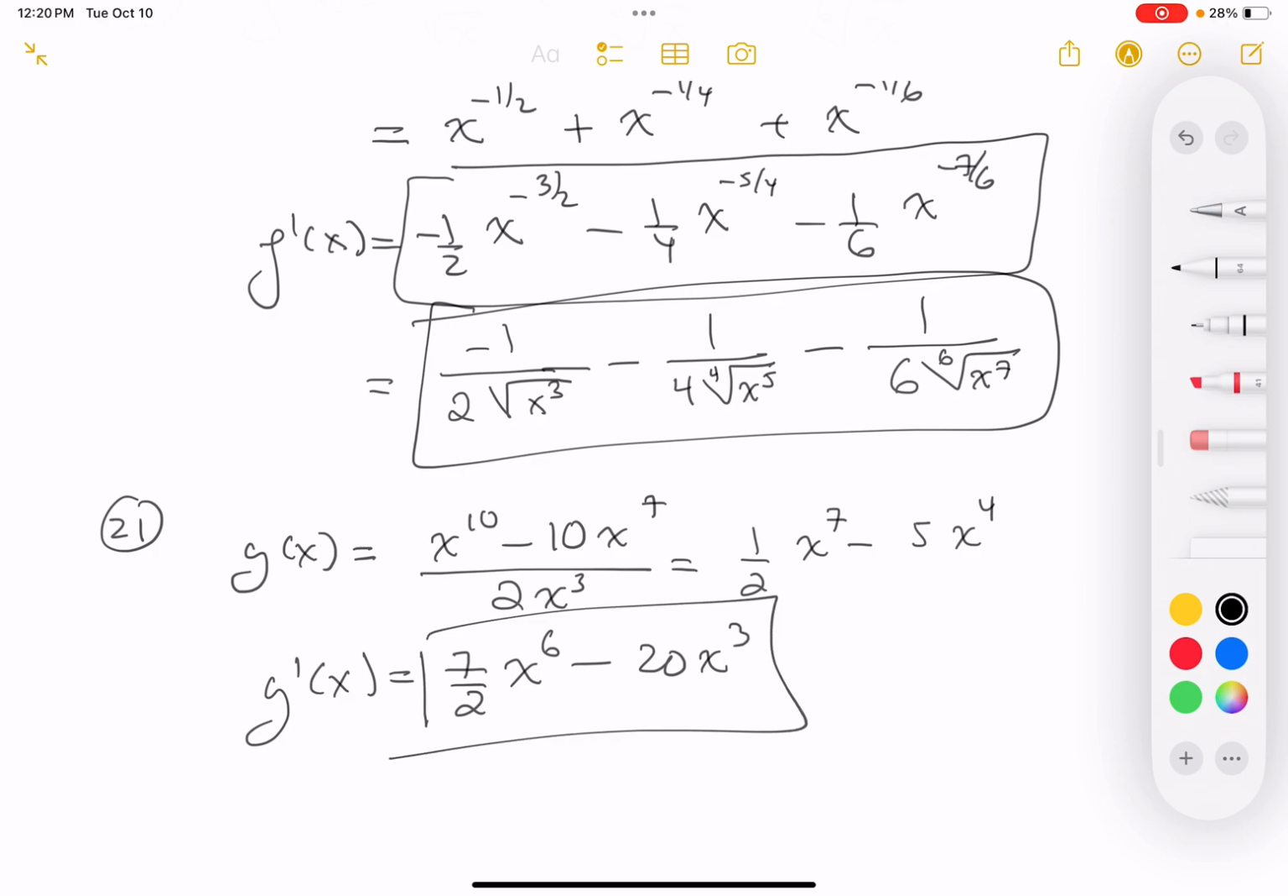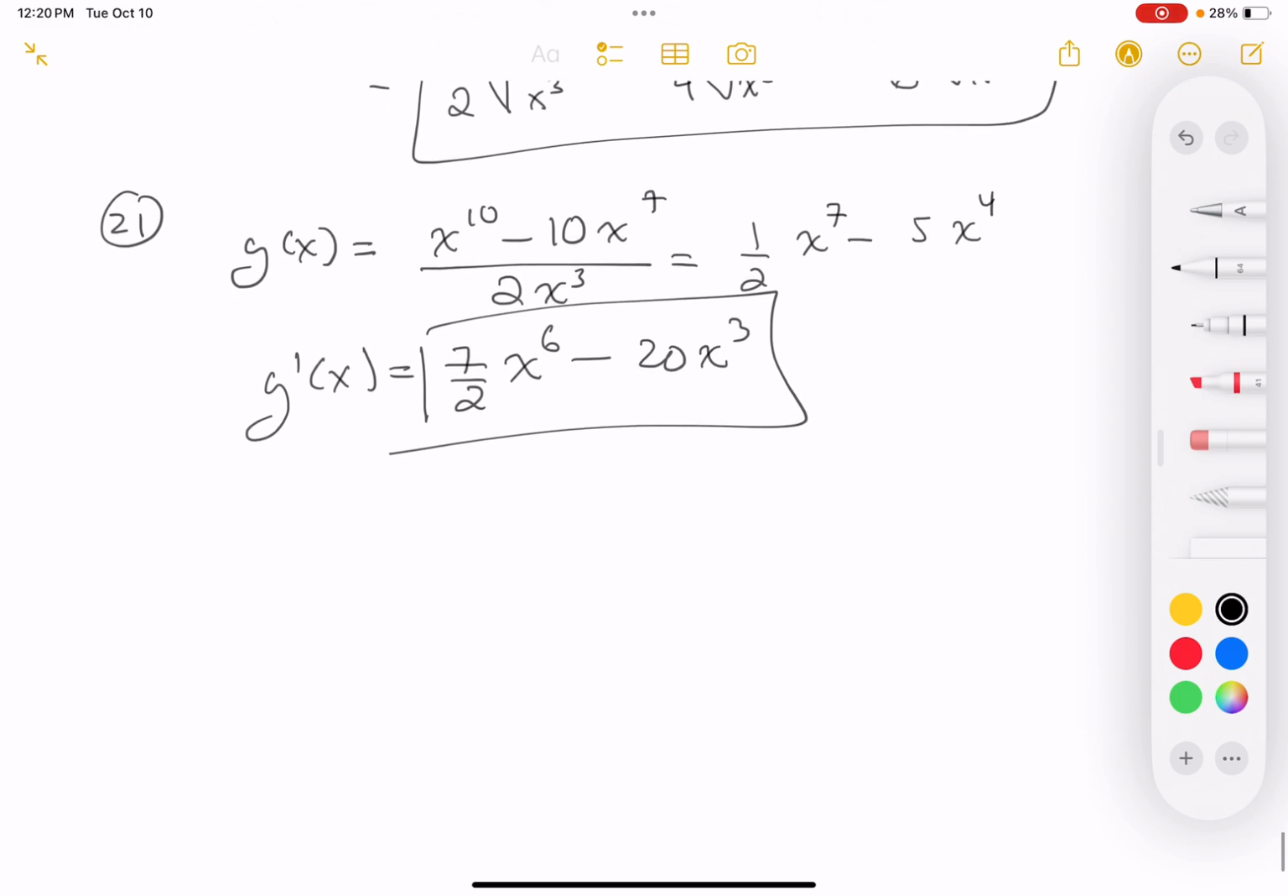All right, if you want, you can write them differently. I just don't think it's going to add much to the problem by writing it differently. Let's go to 22.